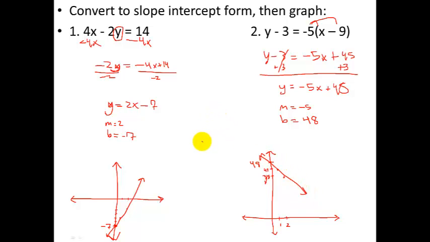Okay, so to graph, start with the intercept and then plot rise over run to get the slope. And when solving, solve for y. Alright, that's it for this section.